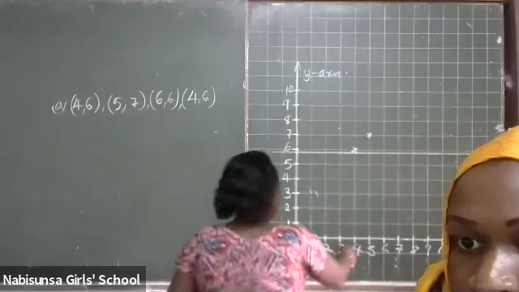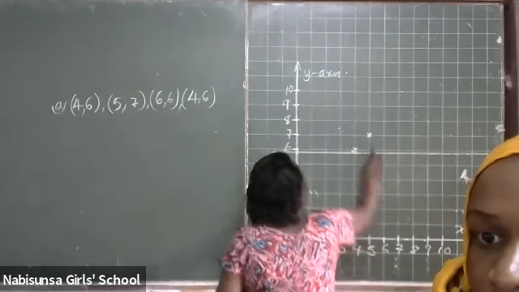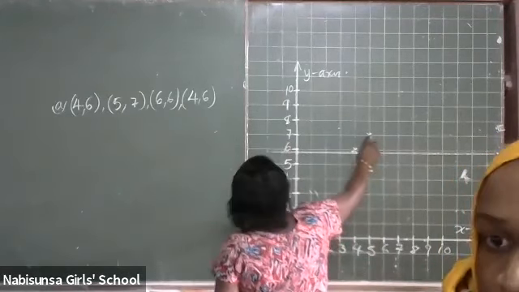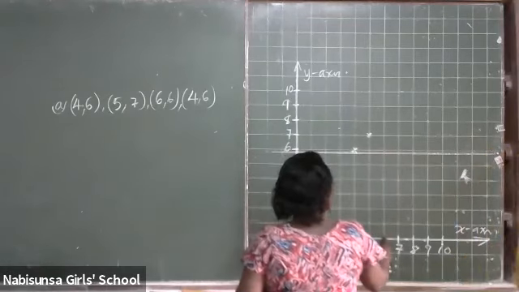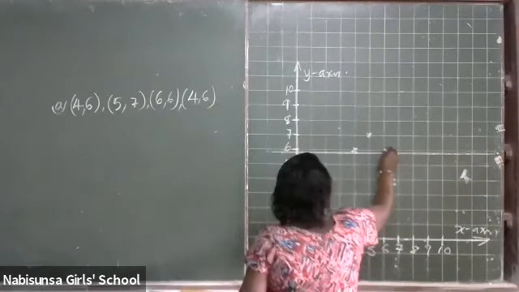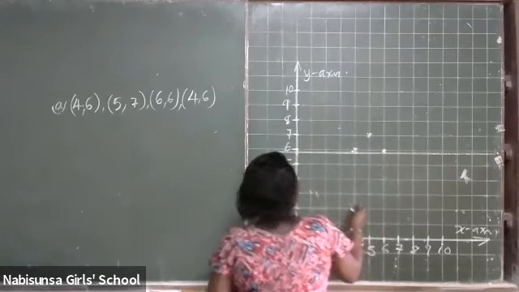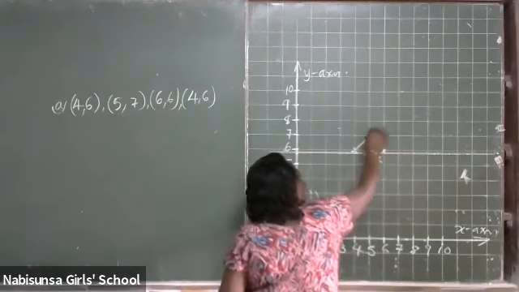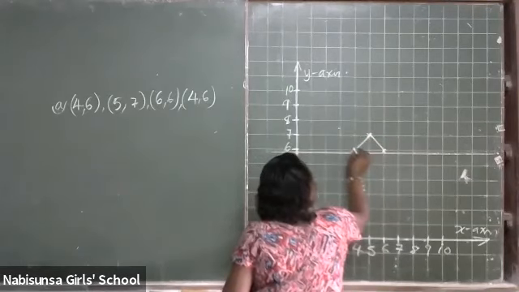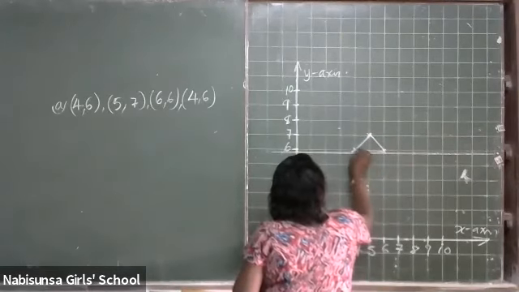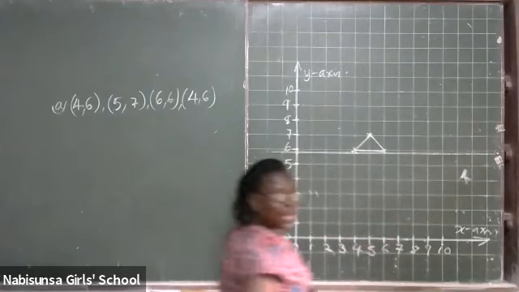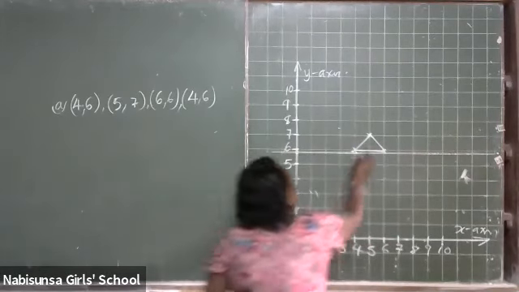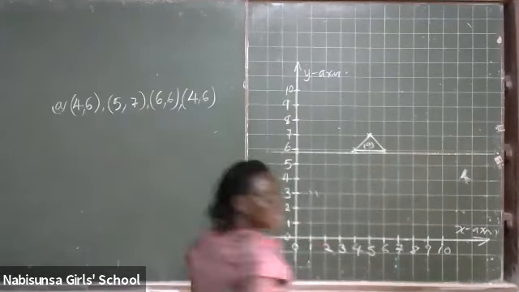We have 4, 6, we have 5, 7, then 6, 6, and back to 4, 6. It is a triangle. So we are forming a triangle, an isosceles triangle. That is part A in the question.